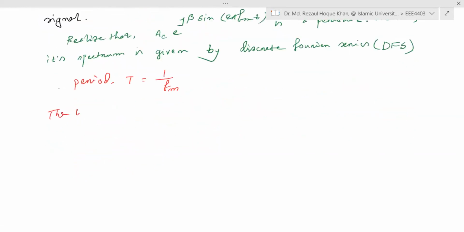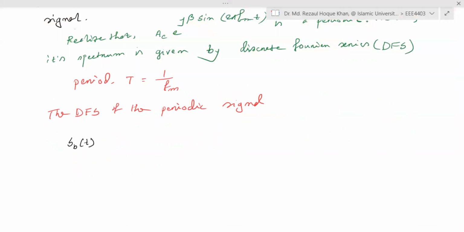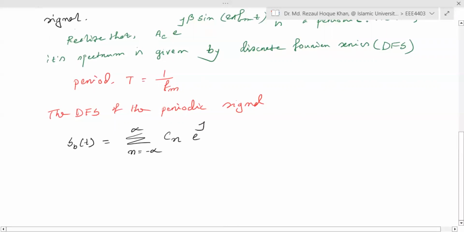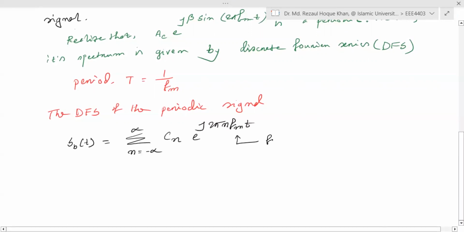Okay, so the discrete Fourier series of the periodic signal SB will be given by, so who is our periodic signal? SB, right? Our baseband signal can be expressed as the sum from n equal to minus infinity to infinity of C of n e to the power j 2 pi n f m t. Here, this fm is nothing but the fundamental frequency, right?